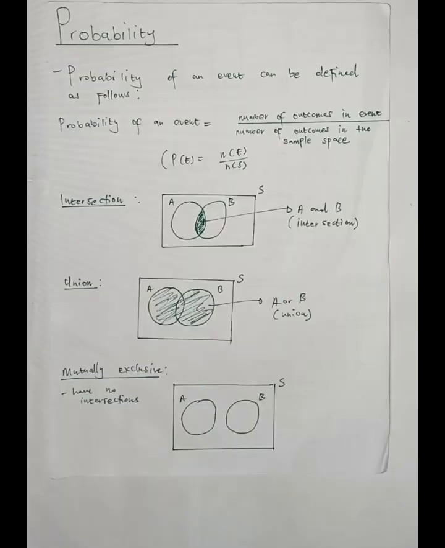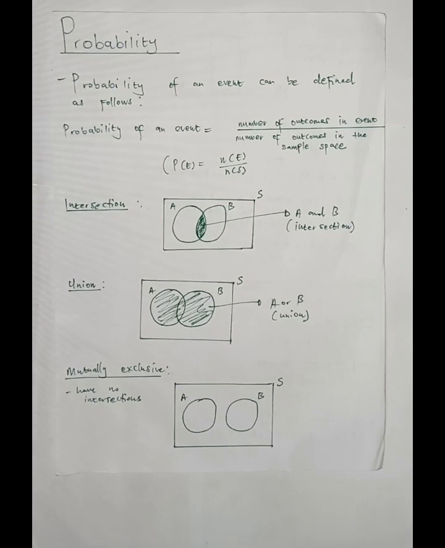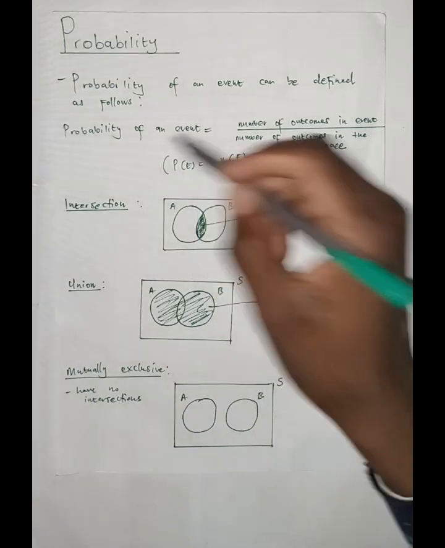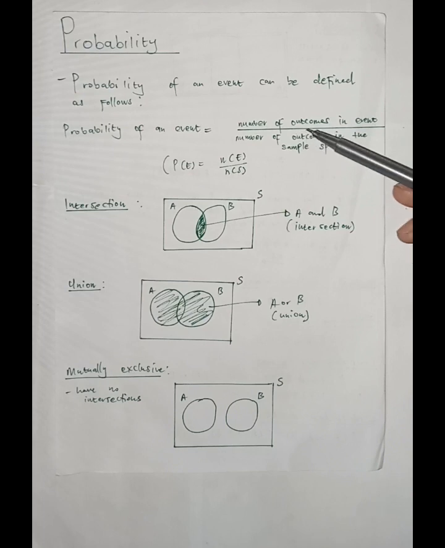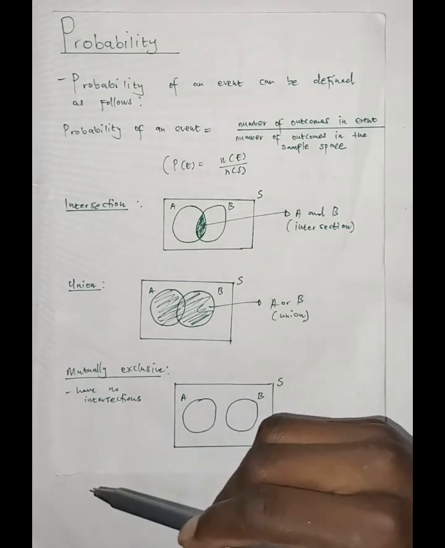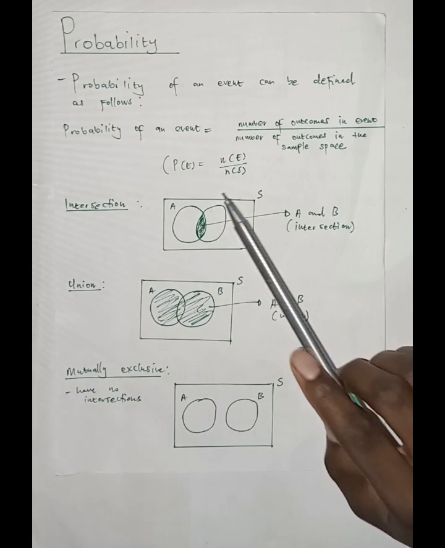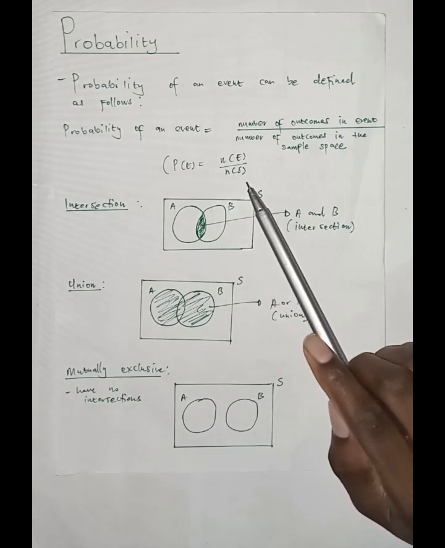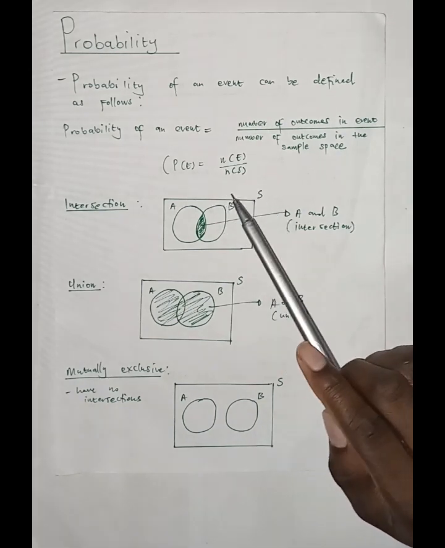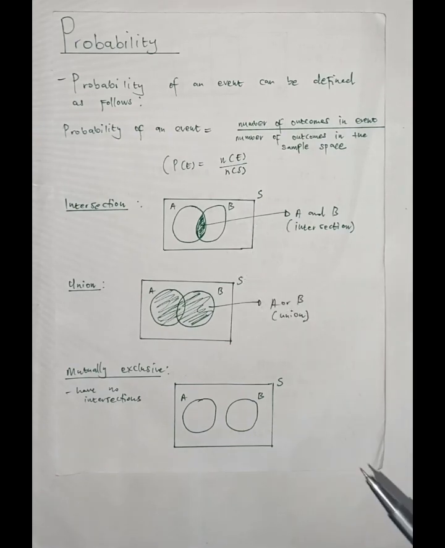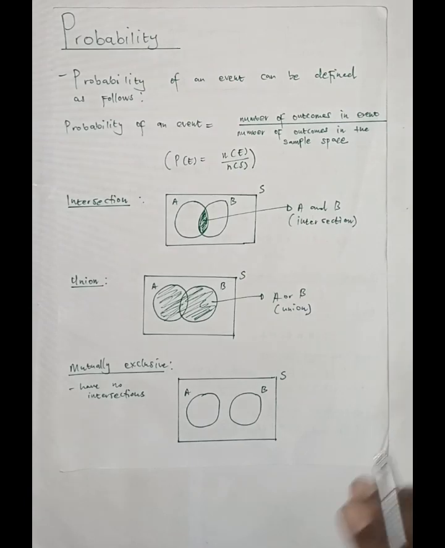Alright, so the probability of an event can be defined as follows. Probability of an event is equal to the number of outcomes in the event divided by the number of outcomes in the sample space. Right. Probability of E is equal to N of E over N of S. That's how it is abbreviated. You can abbreviate it like this.